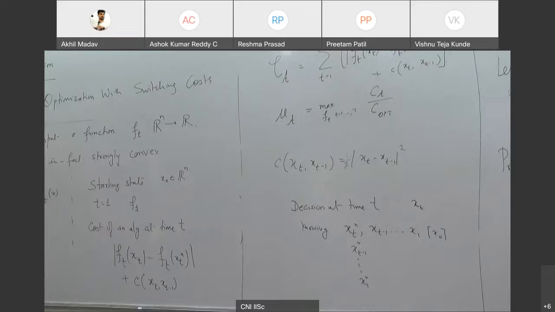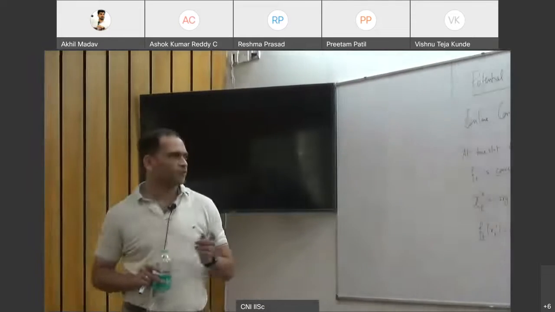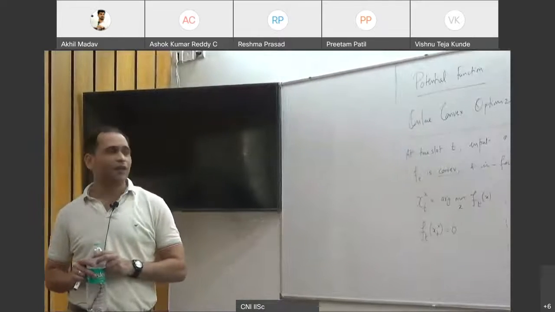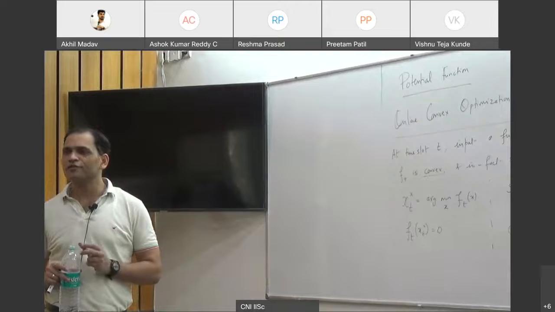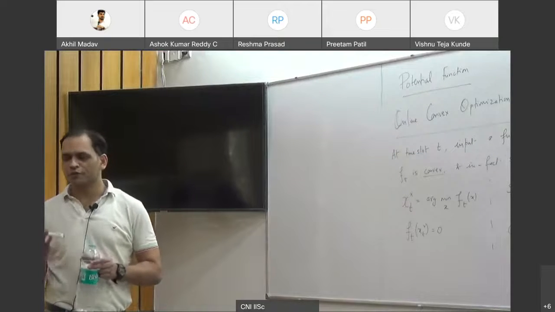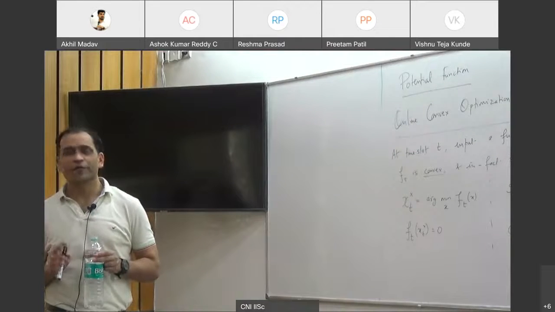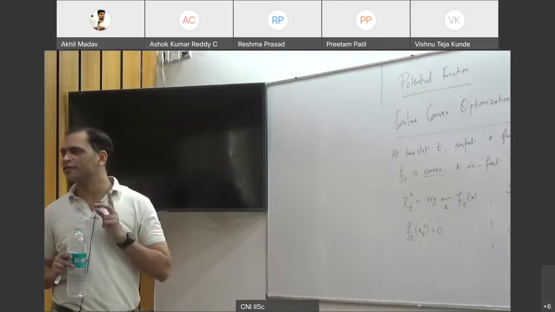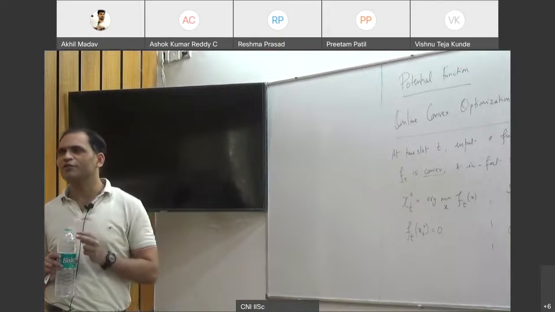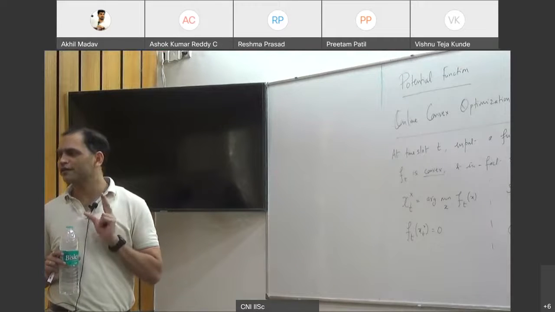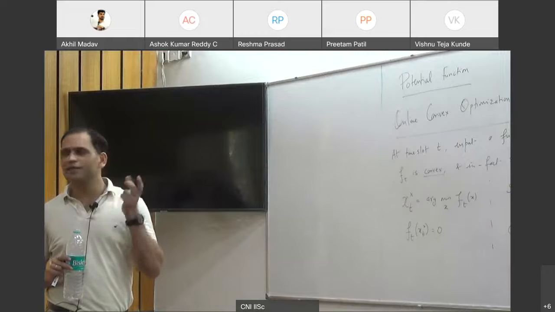Any questions on the algorithm? The idea is very simple. When you have a linear combination of two costs, try to find a solution for which the two costs are somehow balanced. And that's why the name comes online balanced descent. While you're descending towards the optimum, keep the two costs balanced. And the parameter which keeps the balance is beta.